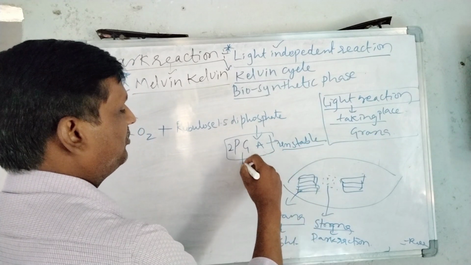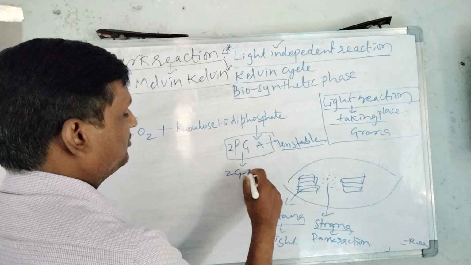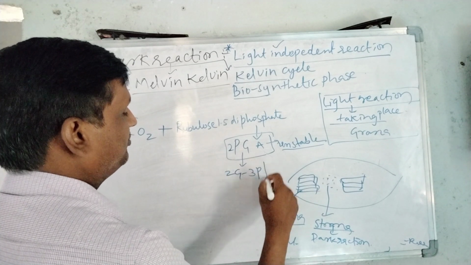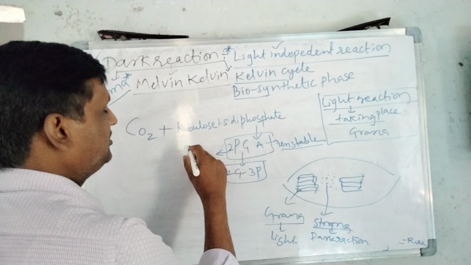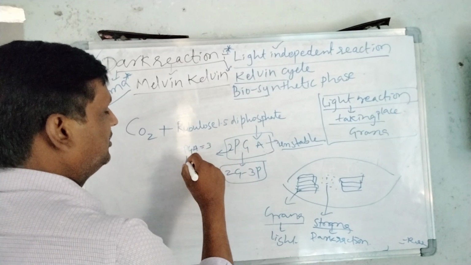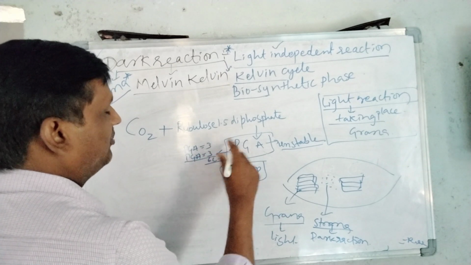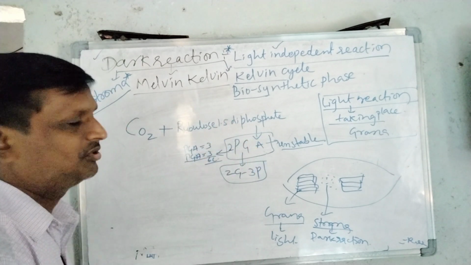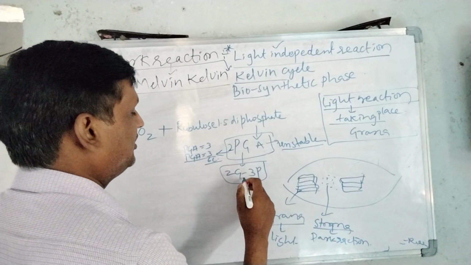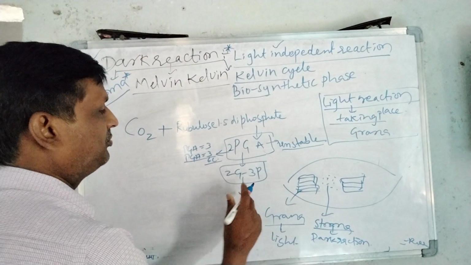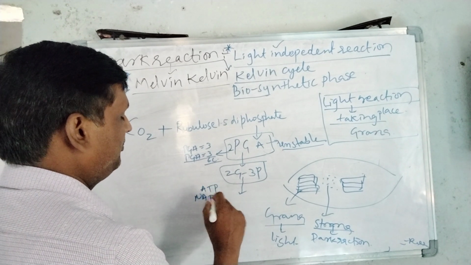This unstable compound is converted into glyceraldehyde 3-phosphate; 2 glyceraldehyde 3-phosphate is formed. Here, 1 PGA equals 3 carbons. PGA is an unstable compound. Then PGA is next converted into 2 glyceraldehyde 3-phosphate. This 2 glyceraldehyde 3-phosphate again takes ATP and NADPH.